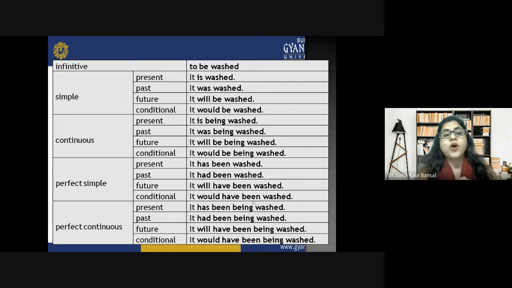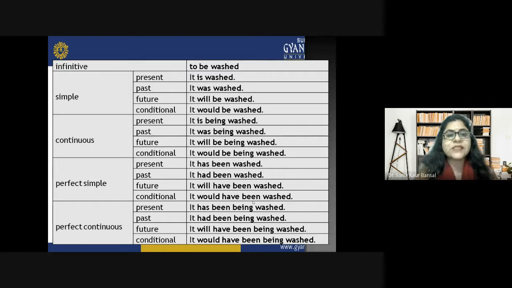If we are talking about continuous tense, present tense would be "it is being washed", be plus ing. So we are using sentences like that. But in past tense, it was being washed when you are changing an active sentence into passive voice. Then in future, it will be being washed. In a conditional sentence, it would be being washed. So this is how your active sentences would change into passive voice.